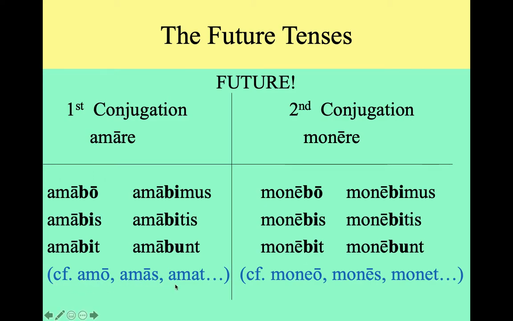You might just want to compare that to the present tense. Amo, amas, amat doesn't look like future at all. Moneo, mones, monet.